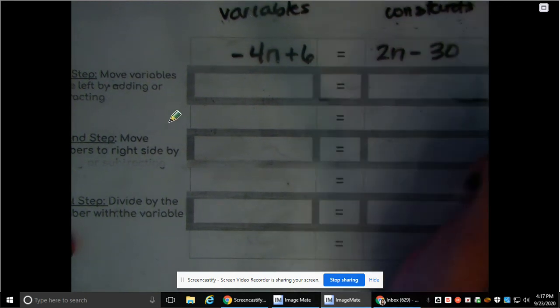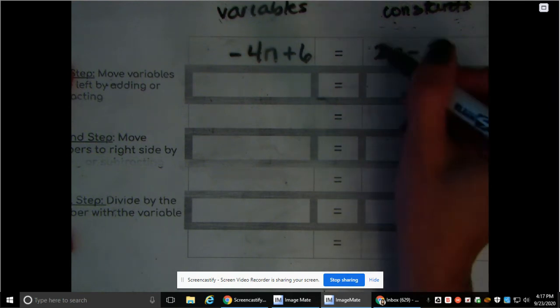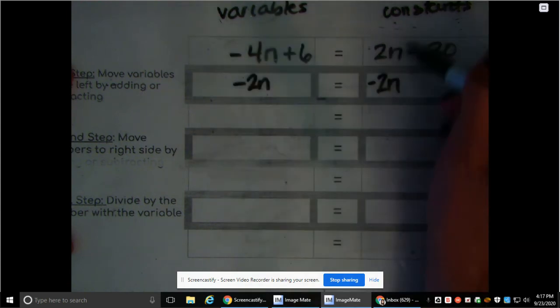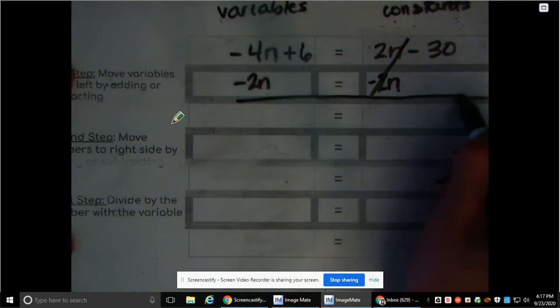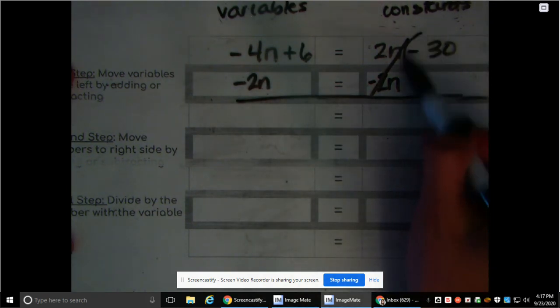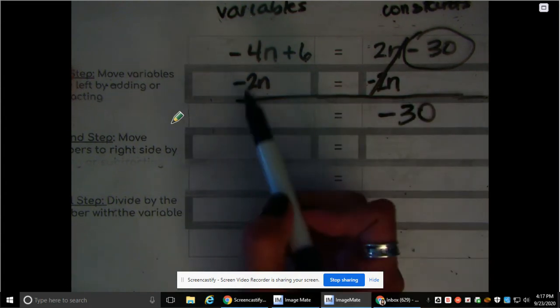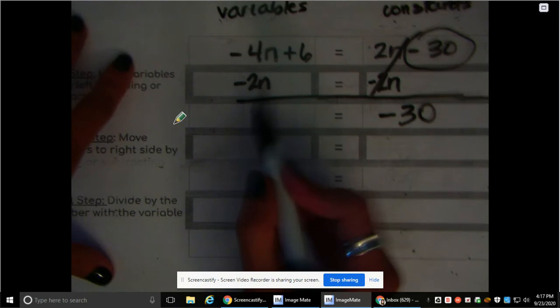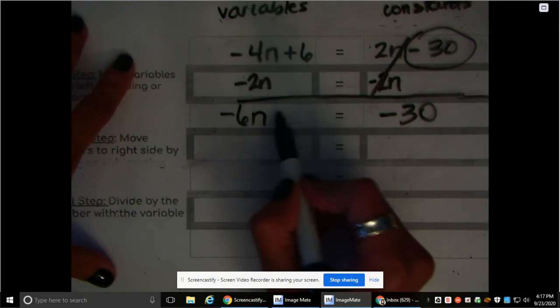First thing you should move is this 2n. It's a positive 2n. In order to move it, we'll cancel it on this side by subtracting 2n and subtracting 2n. On this side, all we have left is a negative 30. On the left side, we'll combine a negative 4 and a negative 2n to get negative 6n, and we're going to bring down the positive 6.